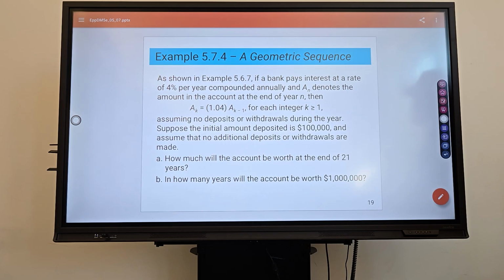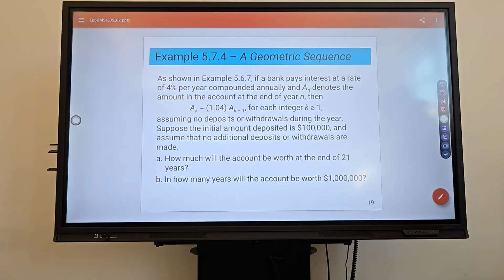As was shown in example 567, if a bank pays interest at a rate of 4% per year compounded annually, and a sub n denotes the amount in the account at the end of year n, then a sub k equals 1.04 times a sub k minus 1, assuming no deposits or withdrawals during the year.